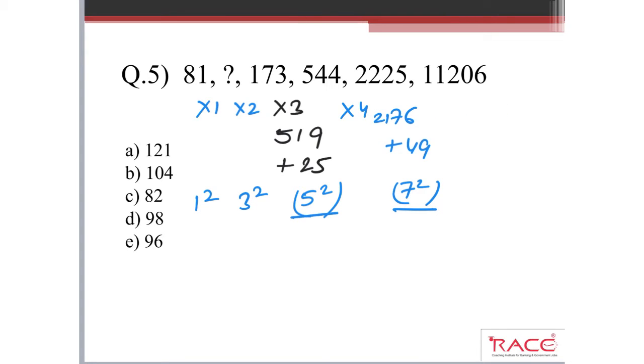So if I multiply 81 by 1, it will be 81 plus 1 square, it will be 82. Okay, 82 multiply by 2, it will be 164 plus 3 square, 9, it is 173, hence proved. So what is our answer? 82, option C. Okay, so this is the answer for this question.